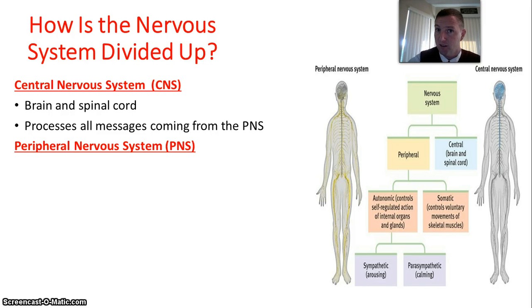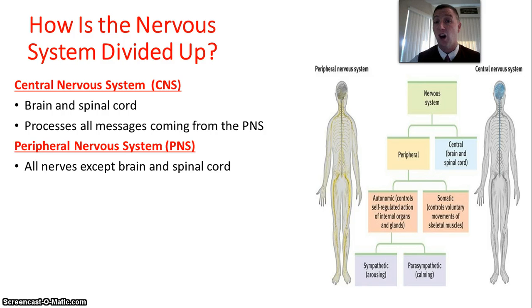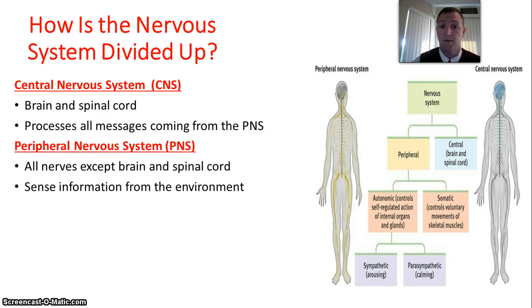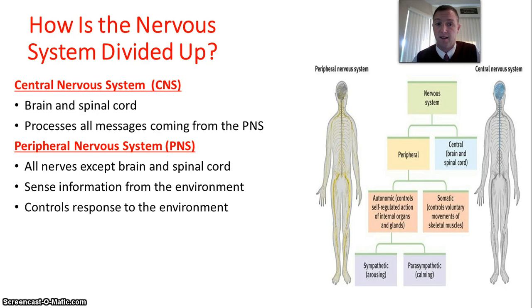What's the peripheral nervous system, you ask? Well, that's all your nerves except your brain and your spinal cord. So this senses information from the environment. Gee, I'm touching my face. Gee, I'm seeing the computer. Gee, I'm hearing your voice. I'm sensing information. That's my peripheral. It's on the outside, the periphery, okay, of your body. And I sense the information. It goes into the central nervous system.